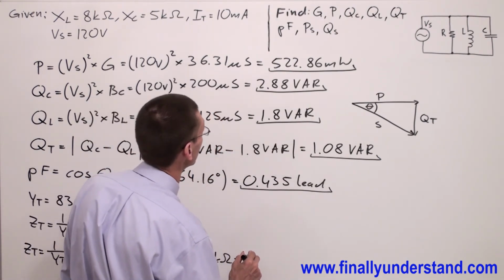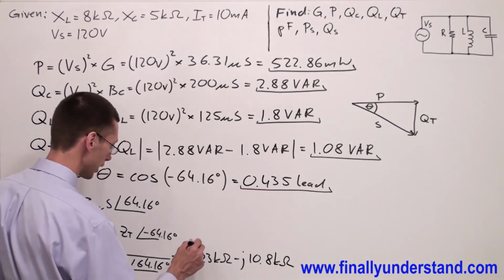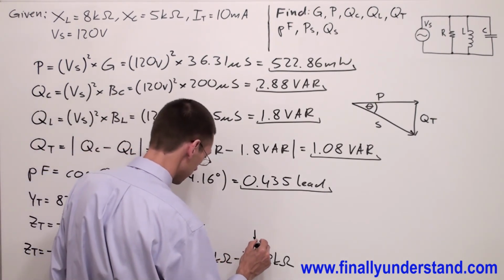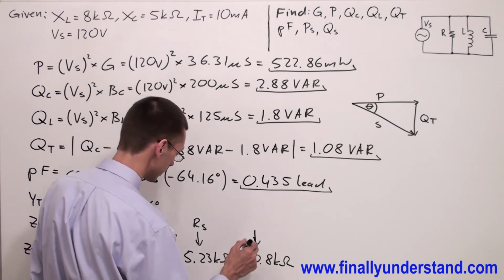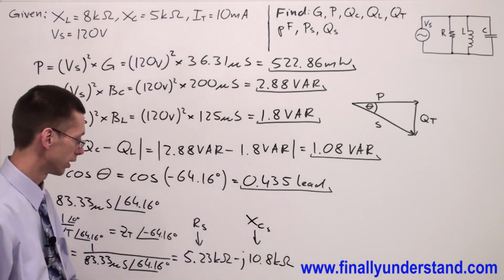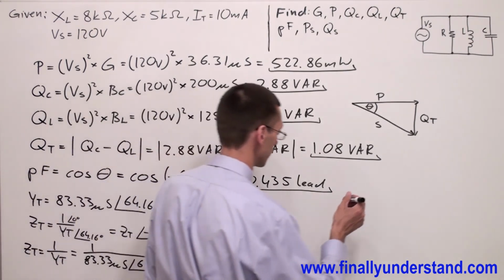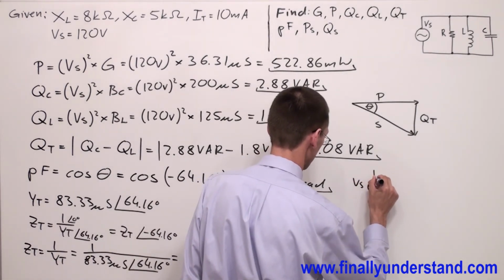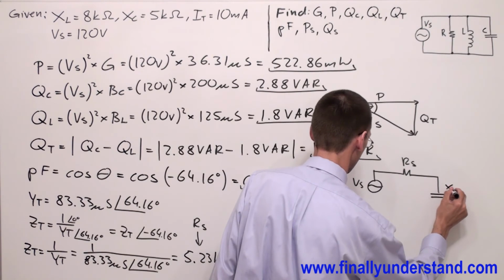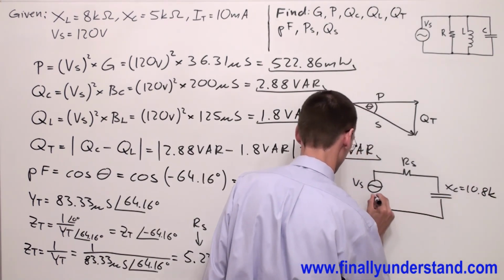minus j 10.8 kilohms, right? The real part is my resistor in the series equivalent circuit, and negative j 10.8 kilohms is nothing else but my XC in my series circuit. Why? Because I have negative j. Negative j is telling me that this is a capacitor. So now I can draw my series equivalent circuit. I have the voltage source, and this is my RS, and this is my capacitor, which has capacitive reactance XC equals 10.8 kilohms. Okay.